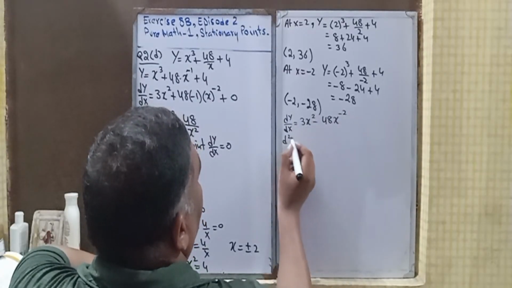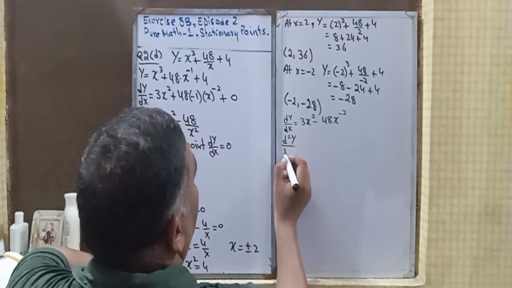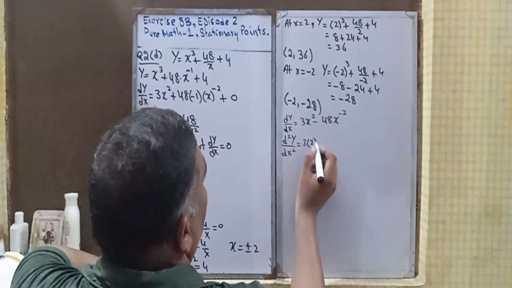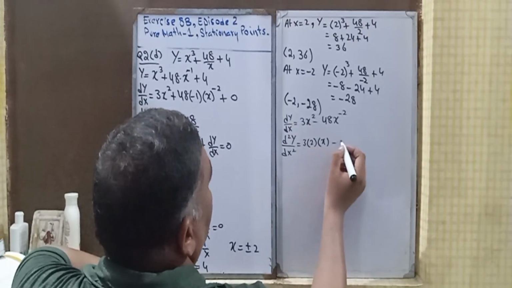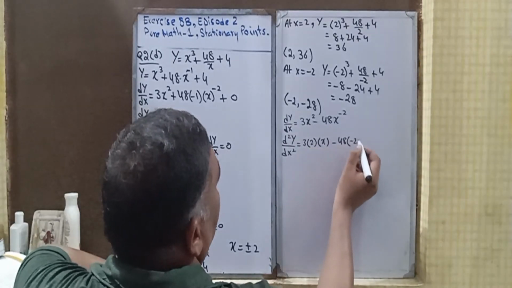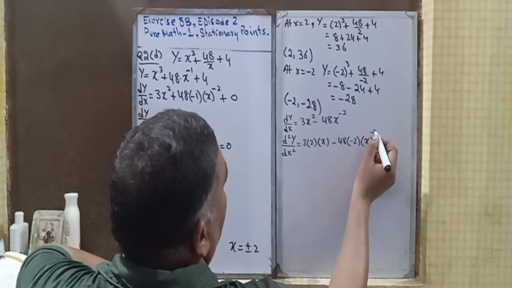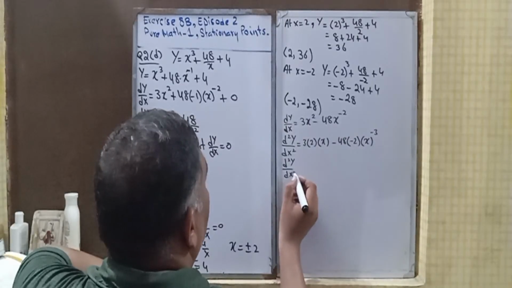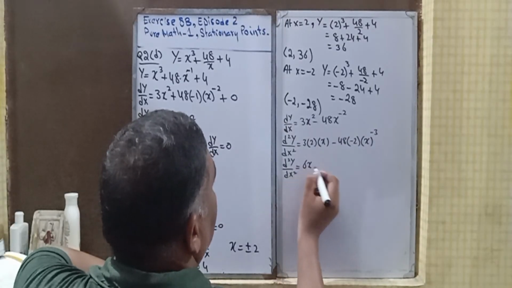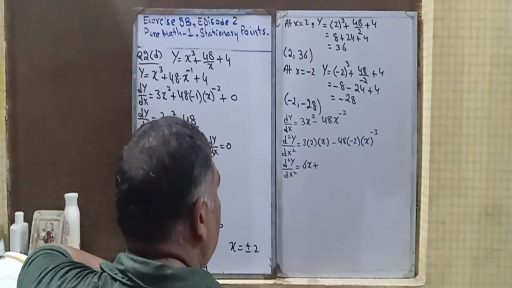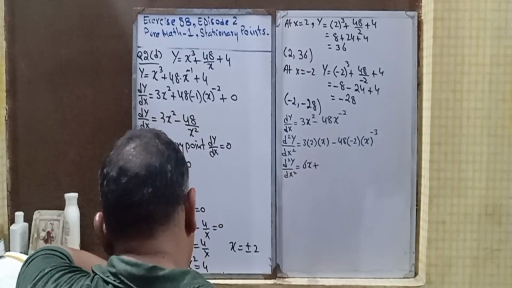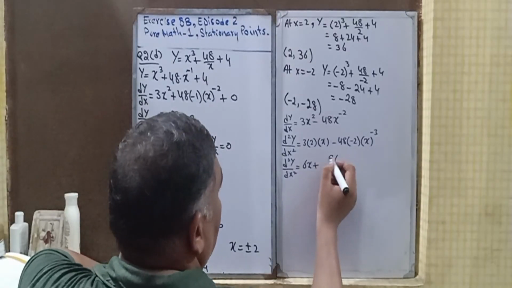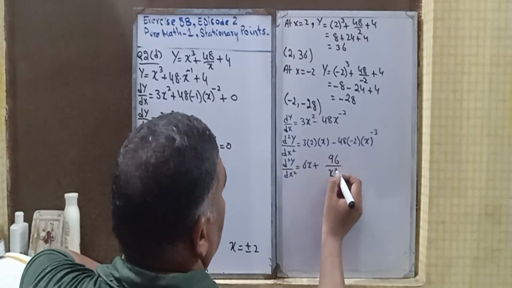So I will find the second derivative. d square y by dx square will be equal to 3 into 2 into x raised to power 1 minus 48 into minus 2 into x raised to power minus 3. So my d square y by dx square will be equal to 6x plus 96 divided by x cube.